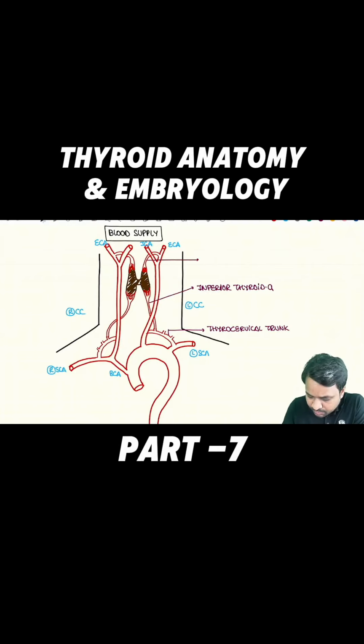Now you have the superior thyroid artery, which is from here. The superior thyroid artery is a branch of the external carotid artery.